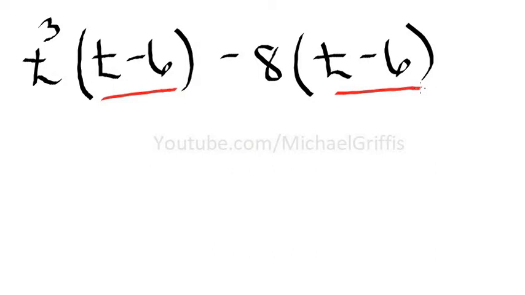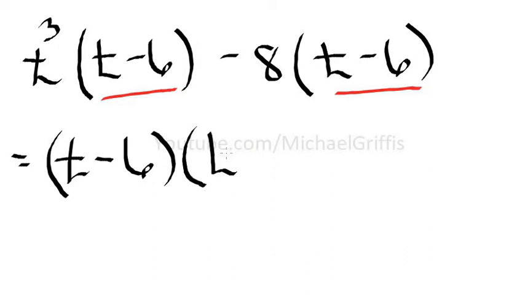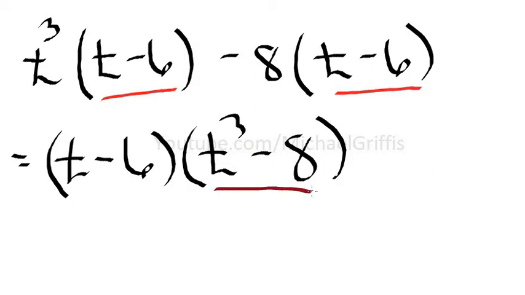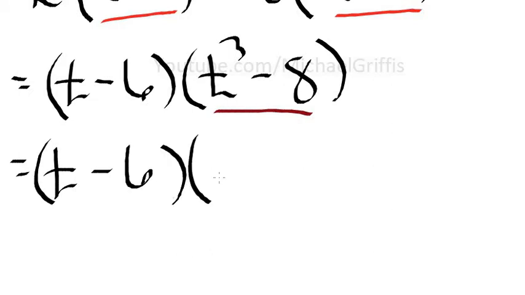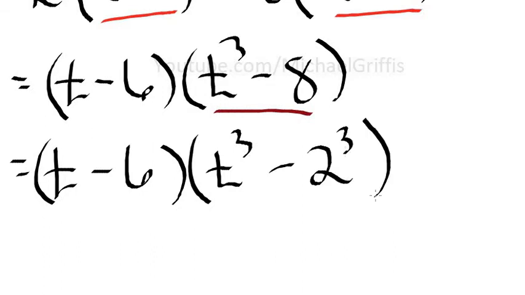So why don't we try factoring that out? We'll write an equal sign here. So let's factor the t minus 6 out, and let's see what we have left. T cubed minus 8. Now we have already factored this before. So let's go ahead and write that as t minus 6 times t cubed minus 2 cubed, the difference of 2 cubes.